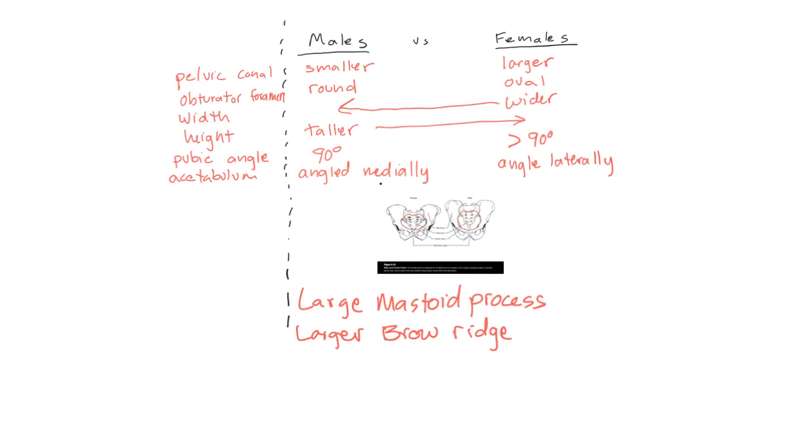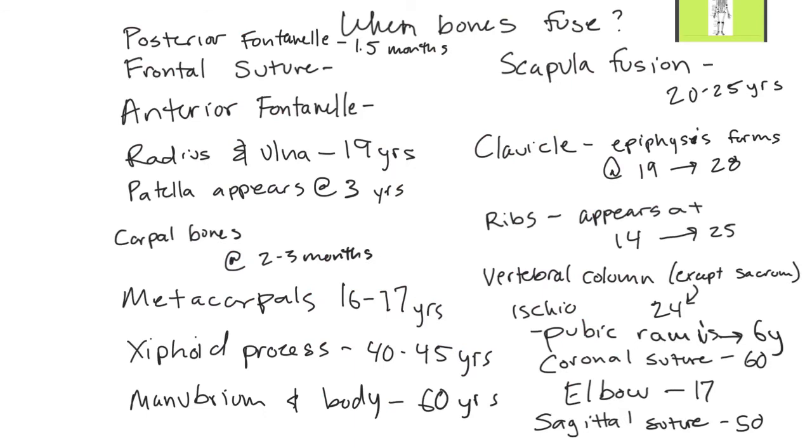All right, and then there are a lot of smaller differences in development, which we're not going to go over. There are actually quite a few differences between males and females in their bone development. A lot of them have to do with when bones appear and when they fully ossify. But I've made a big list here. Okay, I know this is a big mess, of when different bones appear and when they ossify. So most of this is ossification. But some of these I put two numbers here.